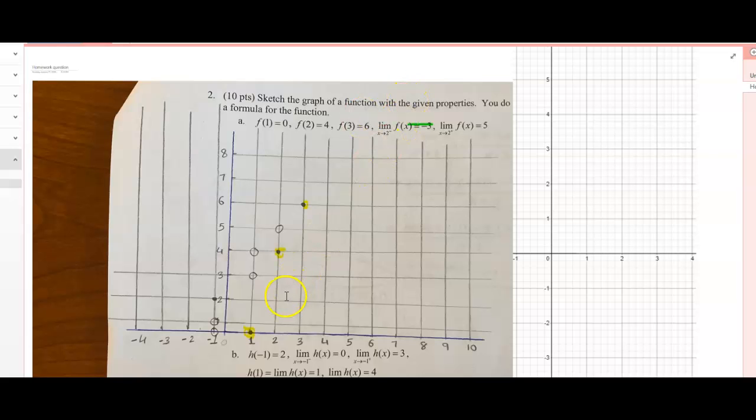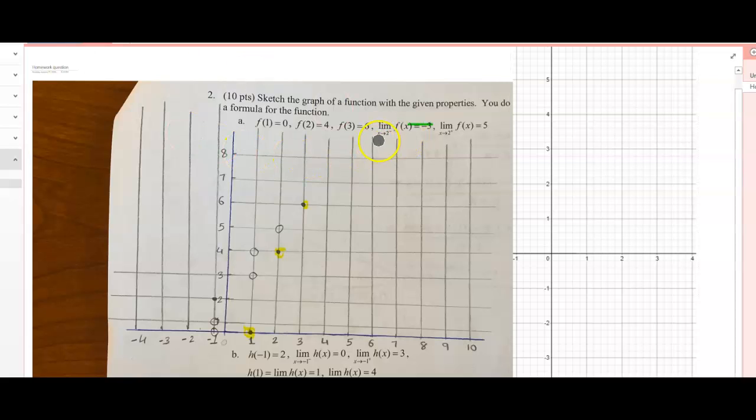So what you have here is a really good start. I see that you're hitting these 3 points: f of 1 is 0, f of 2 is 4, f of 3 is 6. And really what the calculus part here is, is the limit as you approach, in this case, 2. So there's a few different varieties of functions that would satisfy these conditions, and you just need to draw one of them.